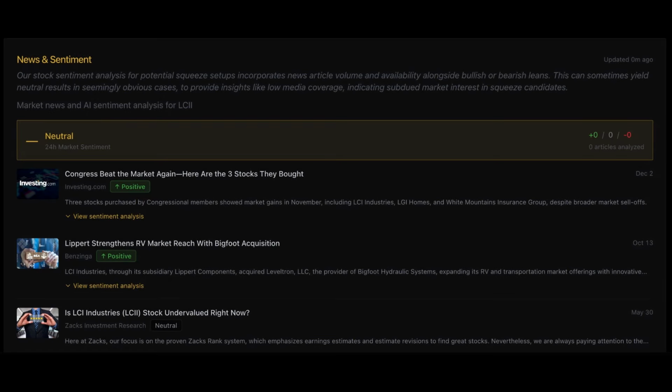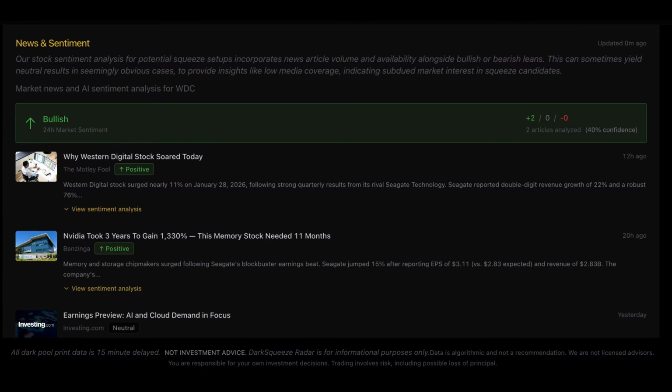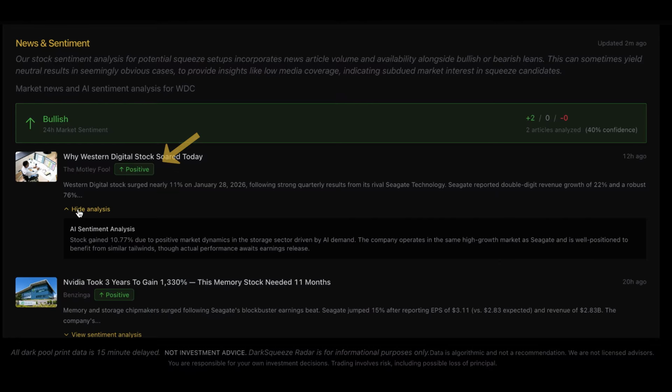Below this, we have our AI-powered news and sentiment. You'll see 5 of the most recent articles listed. In some cases, the news articles will not be recent, but this will be because there have not been recent press releases. The AI sentiment analysis provides a quick summary of the article, whether the articles had a bullish or bearish lean, and any dark pool prints that followed the press release.